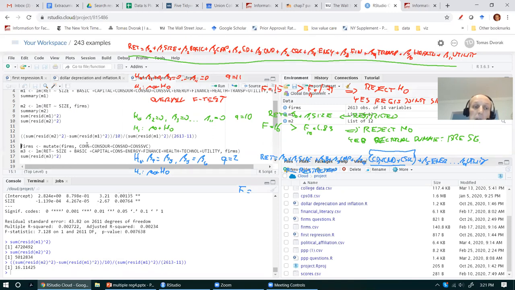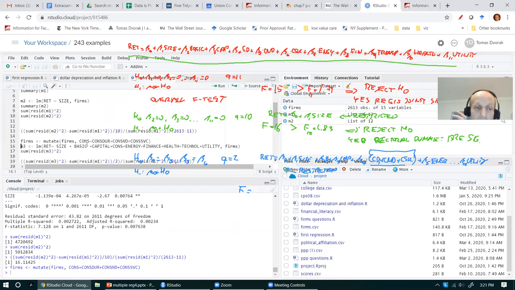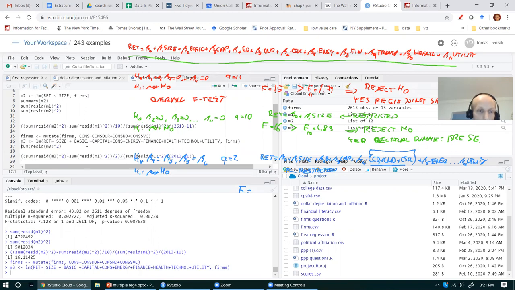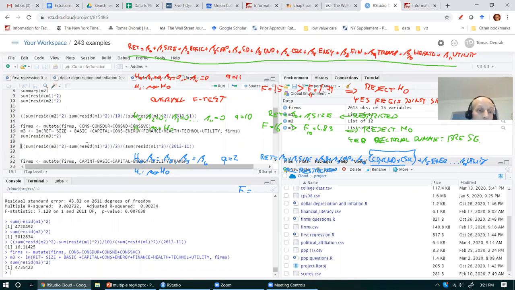We specify that we want to mutate the firm's data frame, the data frame that has our original data, but we're going to add a new column. Right now, our data frame has 14 variables. Once we run this line using control and enter, we now have 15 variables. We now have this new cons column that's basically an indicator for consumer goods sector. We're going to run a model where we replace those three dummies with just one dummy.